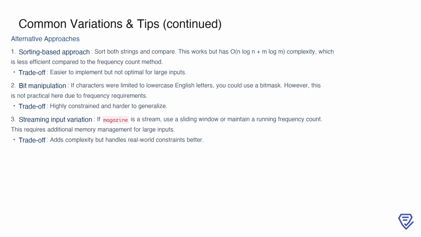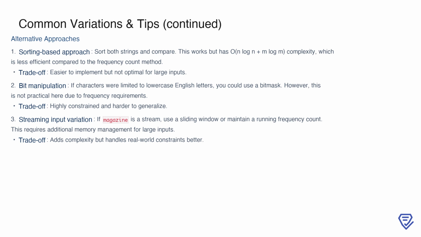One option is a sorting-based approach, where you sort both the Ransom Note and magazine strings and then compare them. While this is straightforward to implement, its time complexity of O(N log N + M log M) makes it less efficient than using a frequency counter for large inputs. Another alternative involves bit manipulation, which could theoretically work if the problem were restricted to lowercase English letters. This method uses bit masks to represent character presence, but it falls short here because it doesn't account for character frequencies. It's also harder to generalize, making it impractical for this problem.